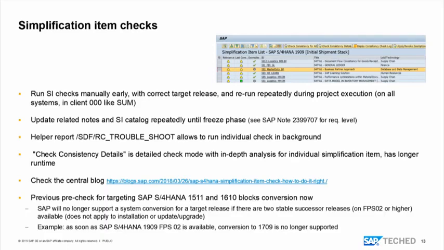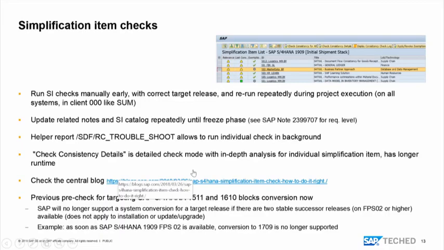So for targeting S/4HANA with a conversion, the general statement is we support the latest 2 stable releases. Question is, what is a stable release? Now, if we have feature package stack 2 or later available, and you know after feature package stack 2 there will be support package 3 and others, that is the maintenance line. There are no new simplifications in there, no features in there, so that's the stable line, that is a stable release. And we have at least feature package stack 2 available for 1709 and 1809. That means the previous releases are no longer supported for a conversion. It's only conversion relevant, this statement there.